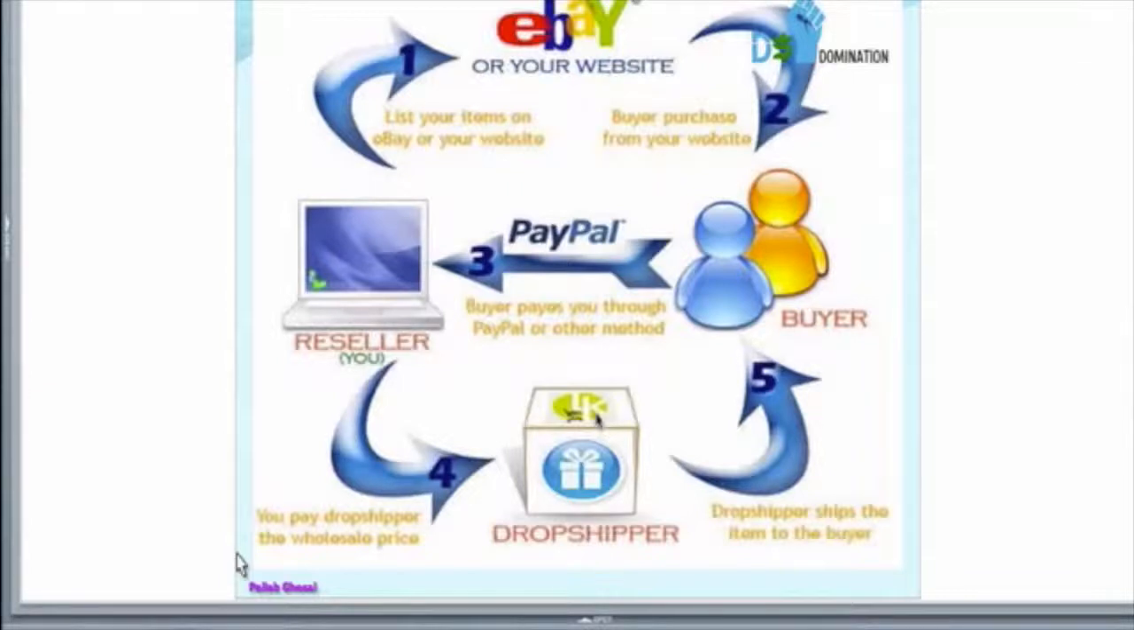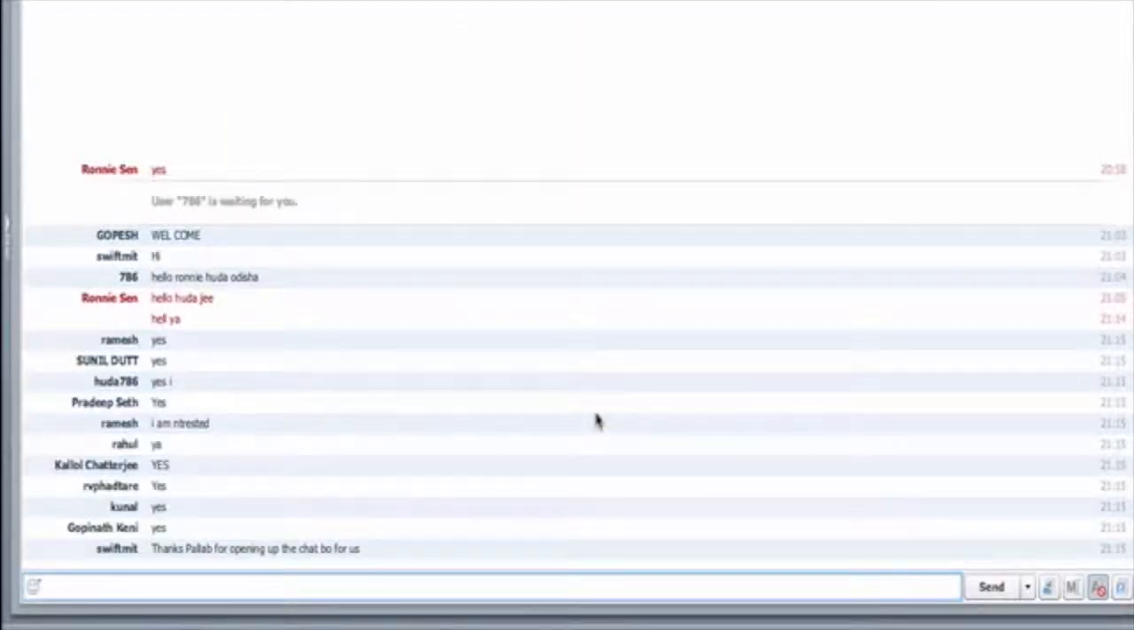Now the amount of money which the buyer pays to you, minus the actual product cost and minus the shipping cost, if there is any, is your entire profit.